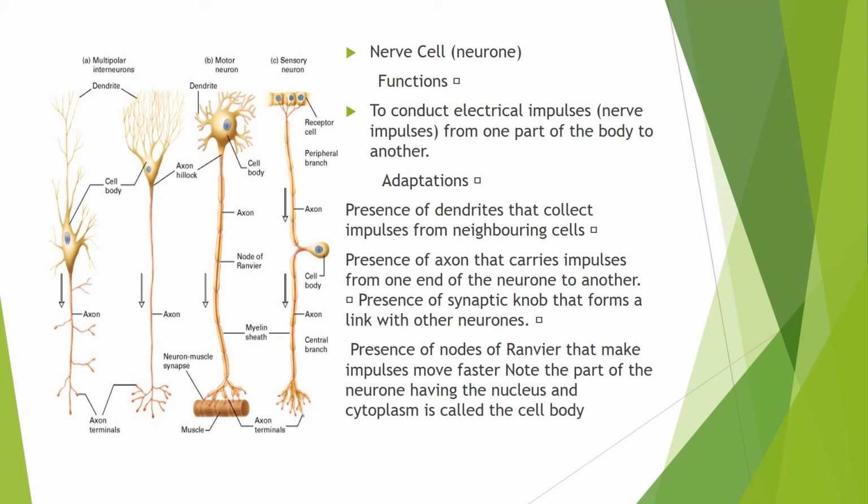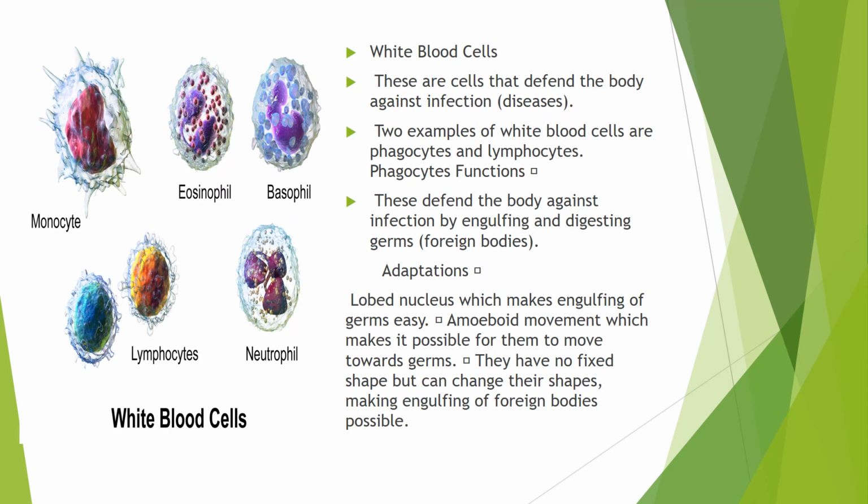Moving on, we have the white blood cells. These are very, very important. The white blood cells are cells that defend the body against infections, against any form of disease, and we have 5 types of these white blood cells. We have the monocytes, lymphocytes, neutrophils, eosinophils, and basophils. So these white blood cells fight infections, they fight diseases.